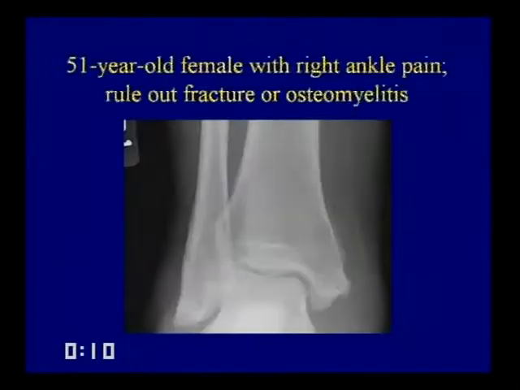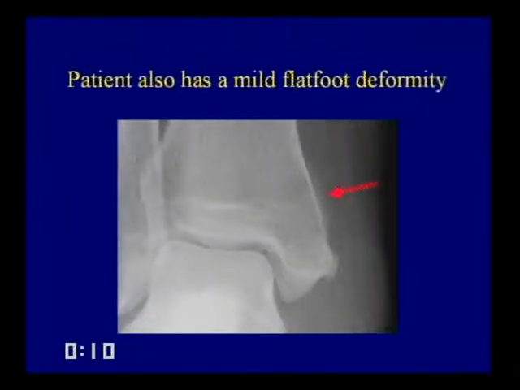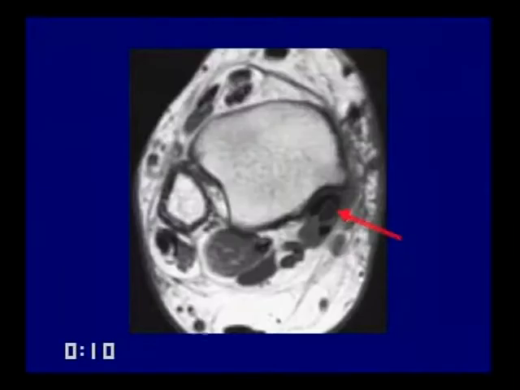I want to show this case here. This is a 51-year-old female with right ankle pain, and our requisition said rule out fracture or osteomyelitis. And if you look carefully, there is a little bit of periosteal reaction here along the medial malleolus, and the patient, it turns out, also had a mild flat foot deformity. Well, if you look at the MRI, you see that there is a type 1 tear.